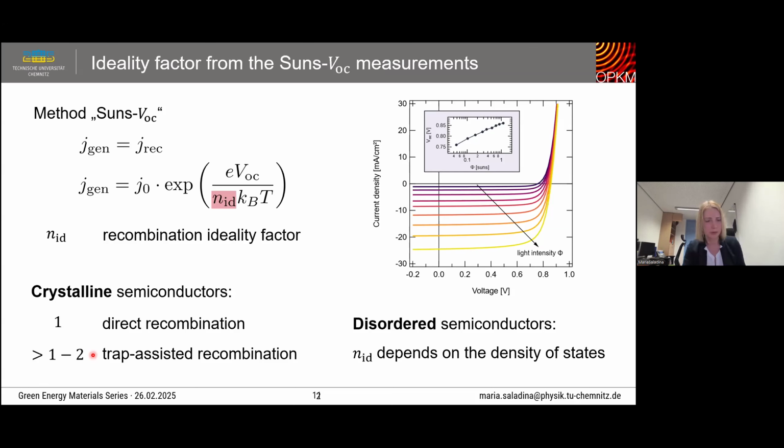So this is also something very often used in organic solar cell papers, but I think there is a bit of misconception here. It is actually important to understand that in disordered semiconductors like organic ones, the ideality factor depends strongly on the density of states. So the values between 1 and 2 will not mean the same thing as for crystalline semiconductors.